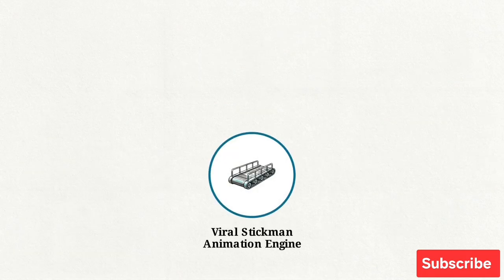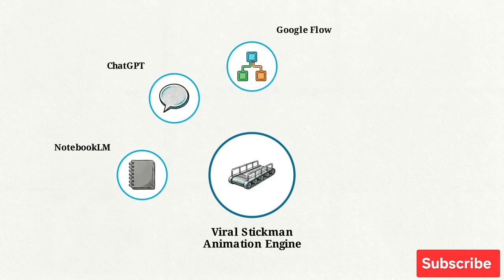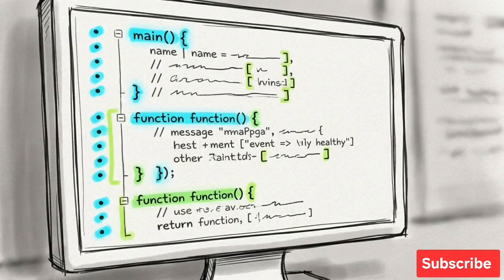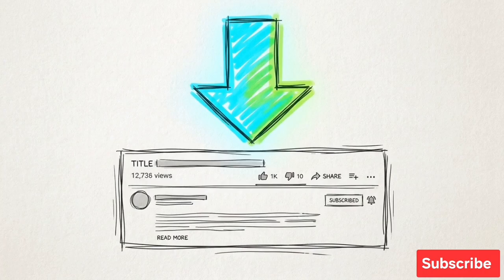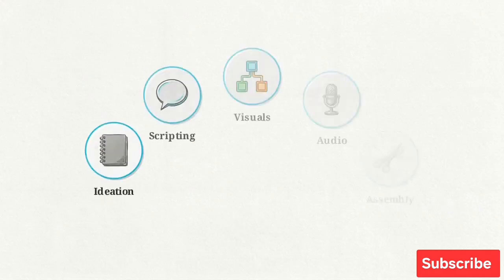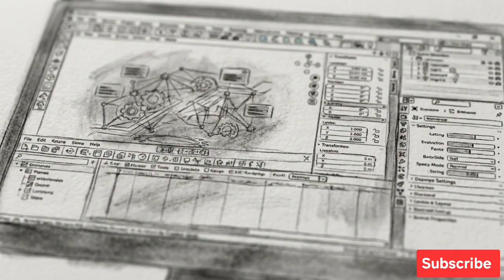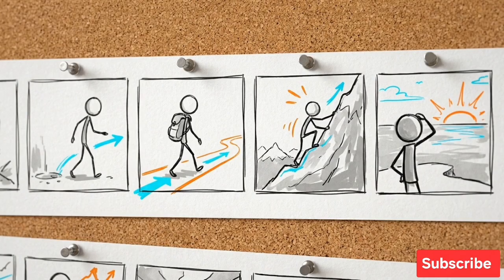We are going to connect NotebookLM, ChatGPT, Google Flow, Google AI Studio, and CapCut. To make this work, you will need a set of custom role prompts I've put together, which you can grab from the description. Once you link these platforms together, the hardest parts of production disappear. You stop worrying about how to render a scene and put all your focus into building a clear, engaging story.